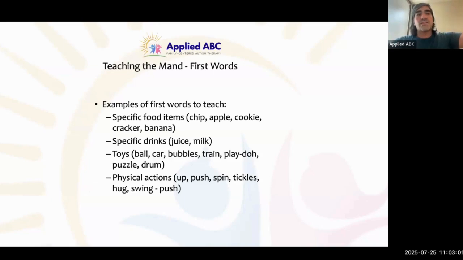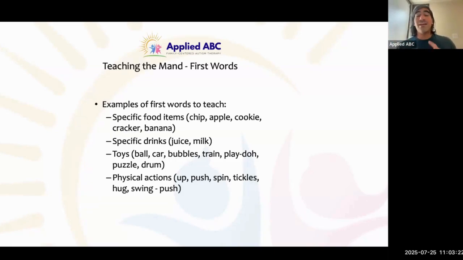Examples of first words to teach: specific food items, chip, apple, cookie, cracker, banana. They say those things, they get those things in a limited amount. Specific drinks, juice, milk, water. Toys, ball, car, bubbles, train, Play-Doh, puzzle, drum. Those are, again, I give it to them, I take it back, they ask for it again, I give it to them.